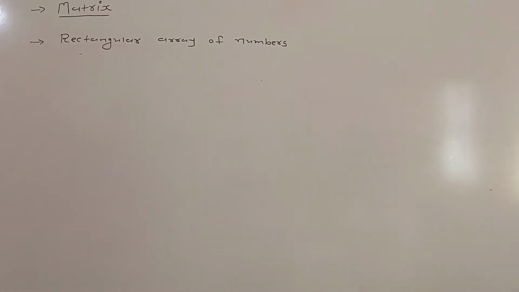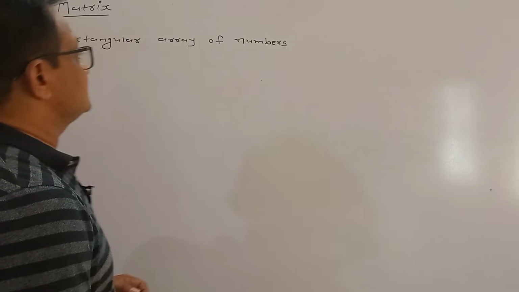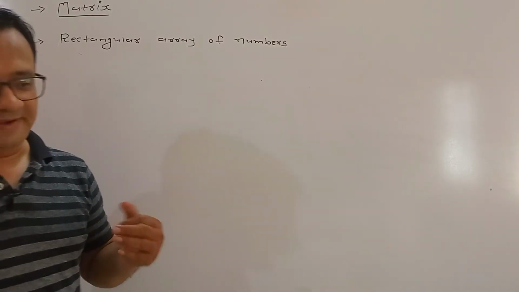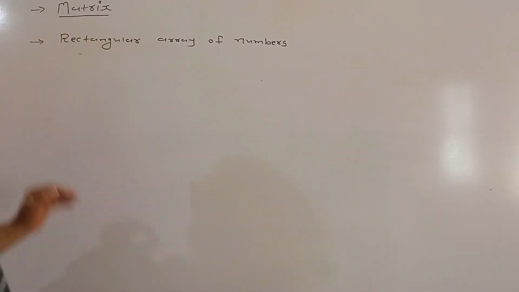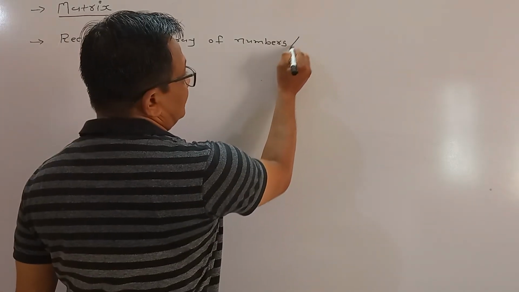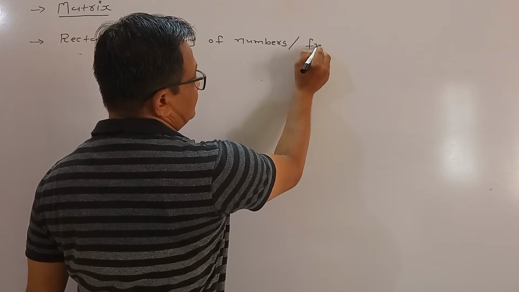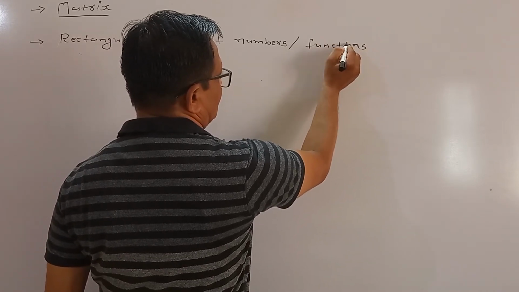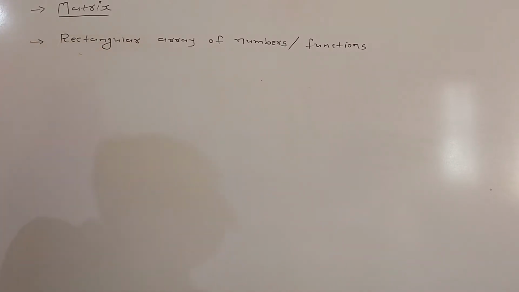Okay, so as we see, a matrix is an arrangement of real numbers. By definition, we can say that a matrix is a rectangular array, or an ordered rectangular array of numbers. We can take numbers or functions as well.